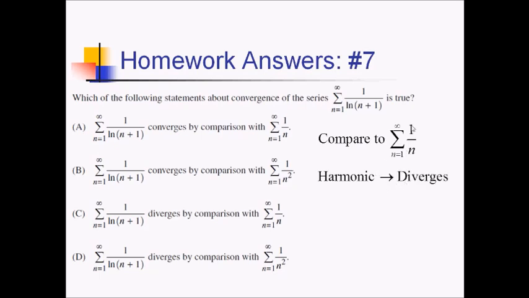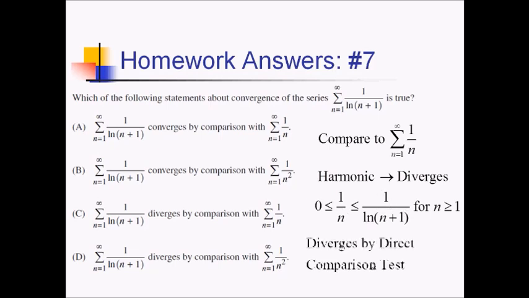So we also know that n is actually a faster growing denominator than ln of n plus 1. So this is actually going to be a smaller series than the original. I'm going to write 0 less than or equal to 1 over n, less than or equal to 1 over ln of n plus 1. And that's going to be true for all values 1 and greater. So this means that since my series is bigger than a series that I know diverges, my original series must also diverge by the direct comparison test. So this is going to be, let's see here, answer choice C, diverges by comparison with 1 over n.